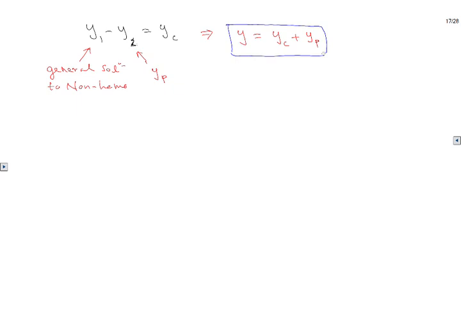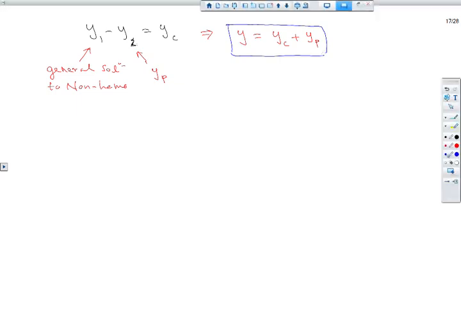So y is simply given by the sum of the complementary solution and the particular solution. It's simply the sum of the complementary solution and the particular solution.